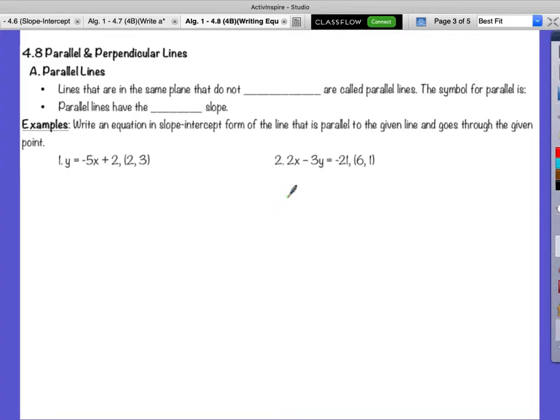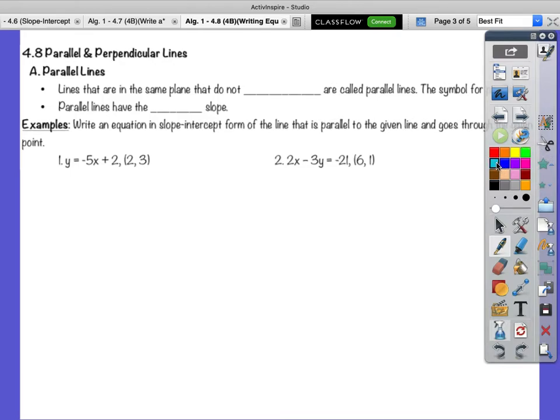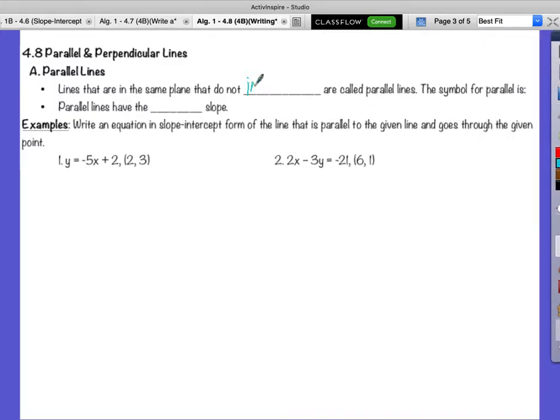Okay. So to borrow from the future objective of learning target, we're going to write equations of parallel and perpendicular lines. Equations of parallel and perpendicular lines. We talked about this idea of parallel lines beforehand in our unit 4A, the first part of the unit. Lines that are in the same plane but do not intersect are called parallel lines. They do not cross, they don't touch, they don't overlap. They do not intersect ever.